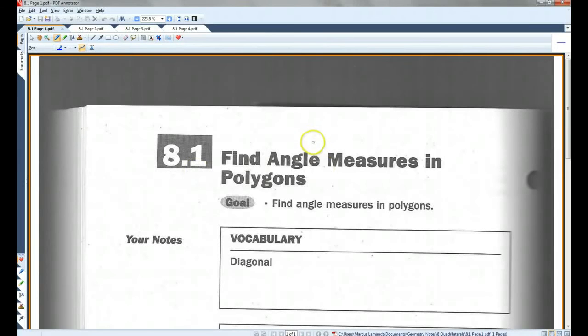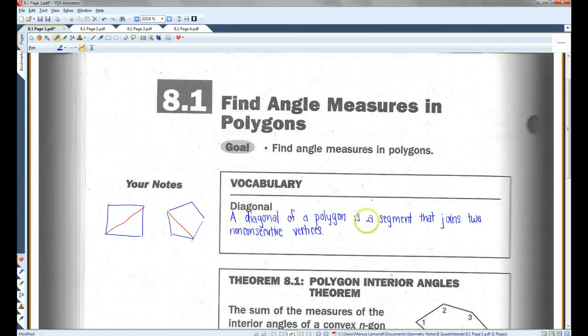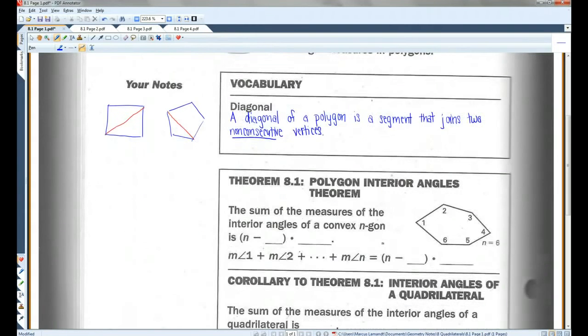Alright, 8.1. Find angle measures in polygons. I think most of you already know what a diagonal is. A diagonal of a polygon is a segment that joins two non-consecutive vertices. Remember, consecutive means they're right next to each other. Non-consecutive means the vertices are not right next to each other. For example, in this quadrilateral, this would be a diagonal. In this pentagon, this would be a diagonal, because this vertex and this vertex are non-consecutive.